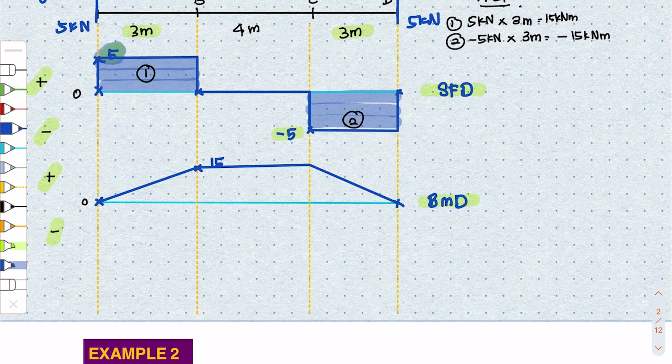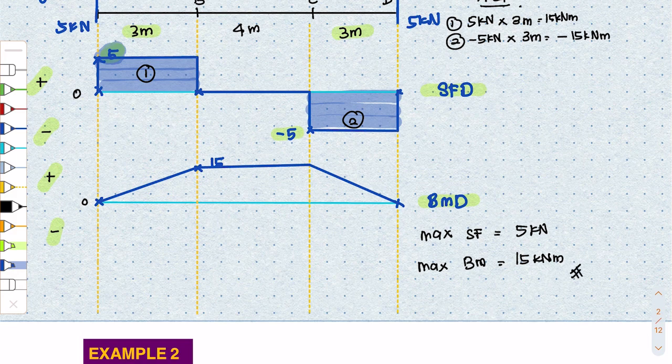So, this question asks you to find the maximum shear force. Okay, and the maximum bending moment. For maximum shear force, daripada our gambar just ni, berapa value paling maksimum? 5 dan negatif 5. So, kita letaklah 5 kilonewton, value paling tinggi. And for bending moment, kita tengok the diagram itself, 15 is the highest value. So, we put that is the maximum bending moment.